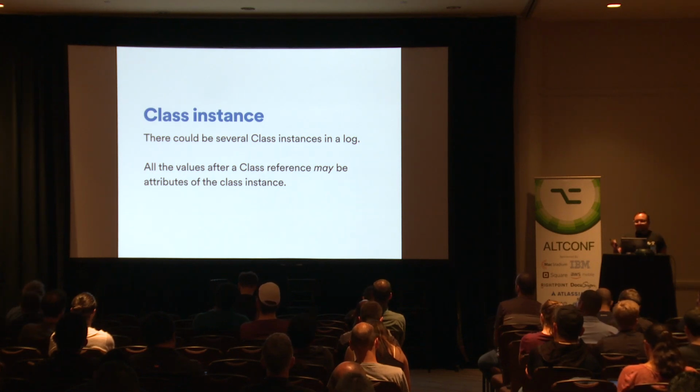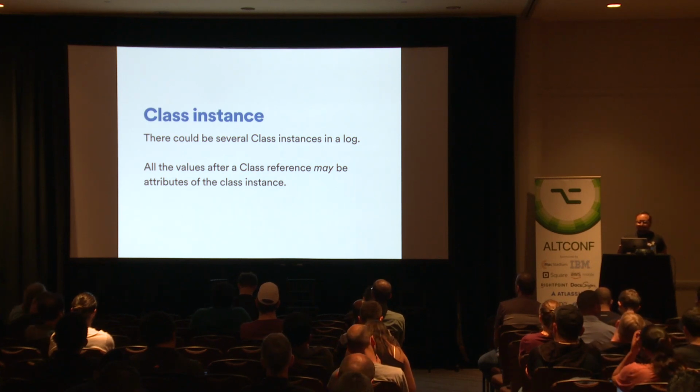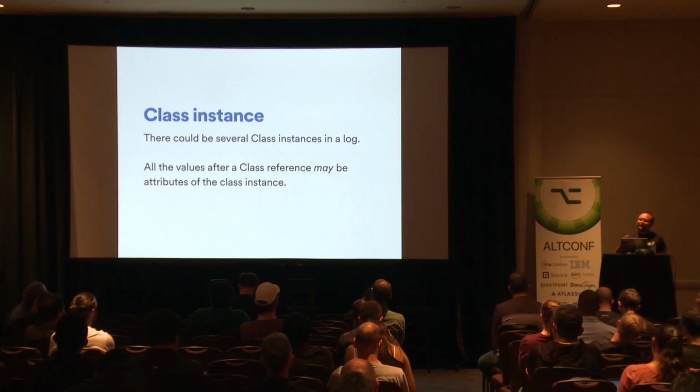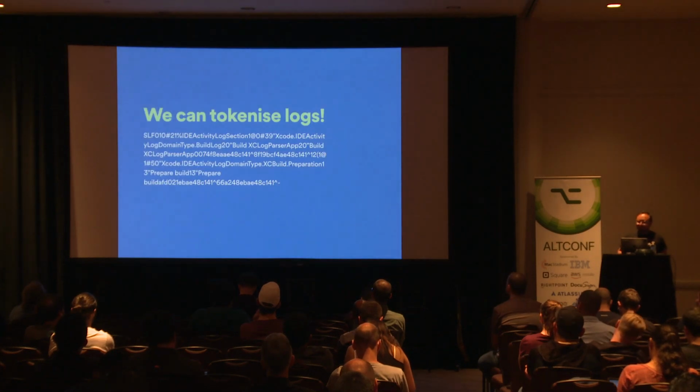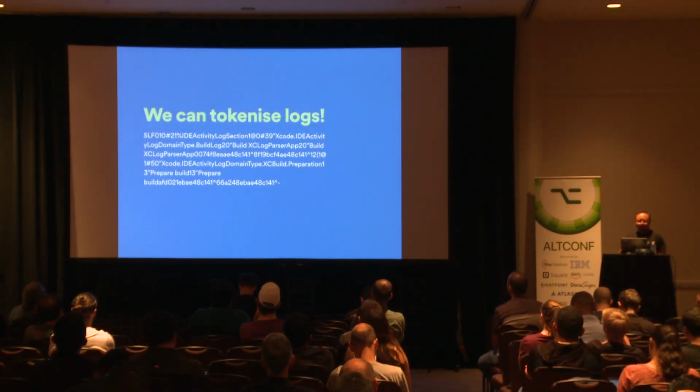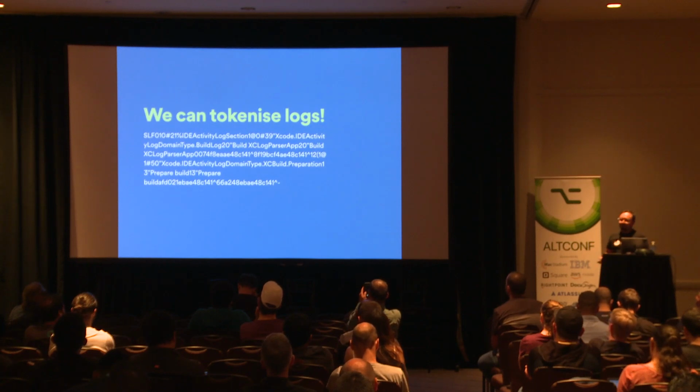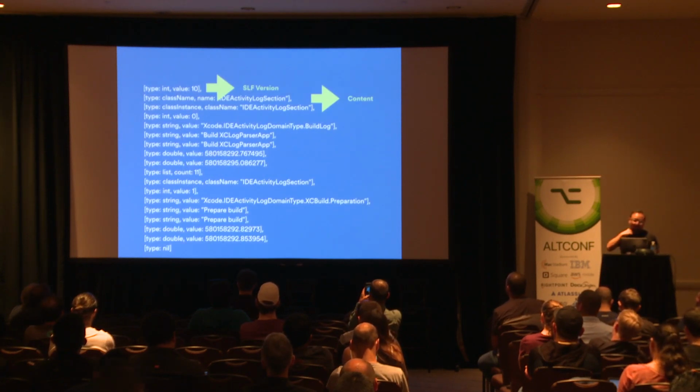You will have a lot of class instances, but the class name will only appear once in your log. So basically, a log is a collection of class instances, and all the values after a class instance could be properties or instance variables that belong to that instance. After having that knowledge and after some tests, we were able to tokenize the logs. So we transformed something like this into something like this. This is an actual log.